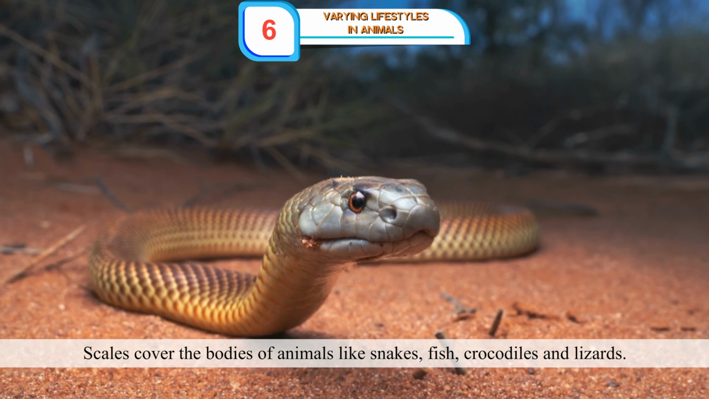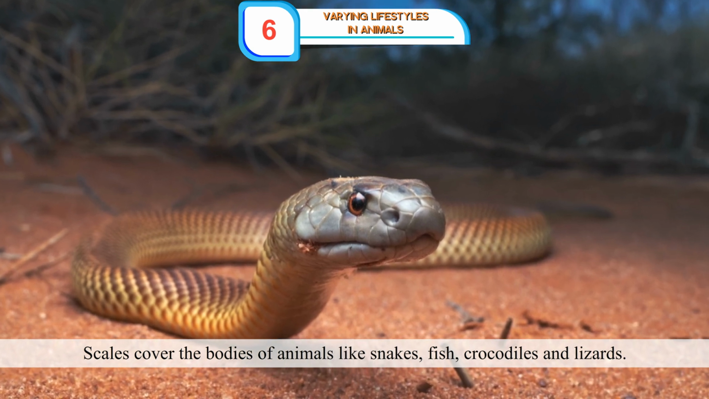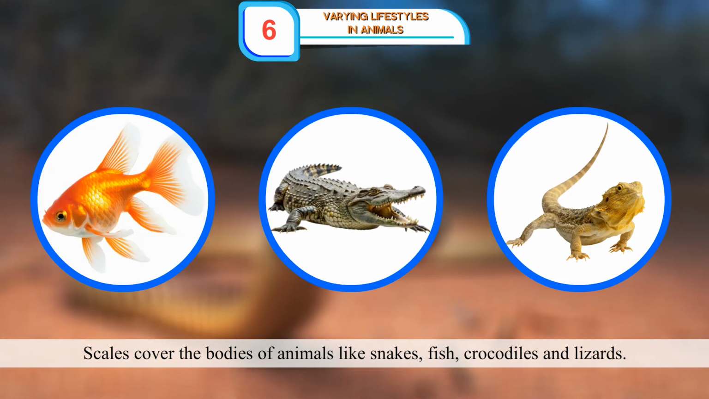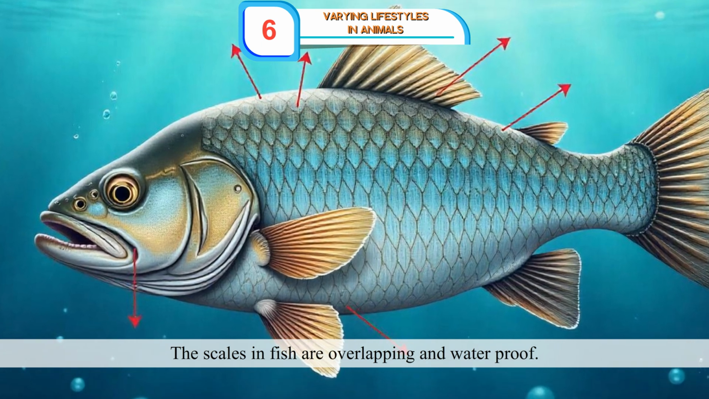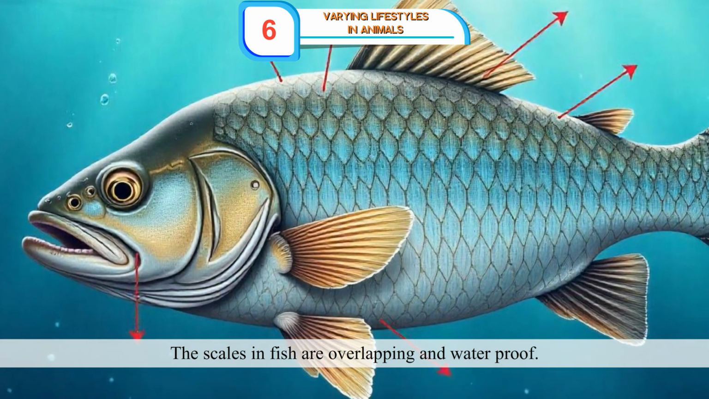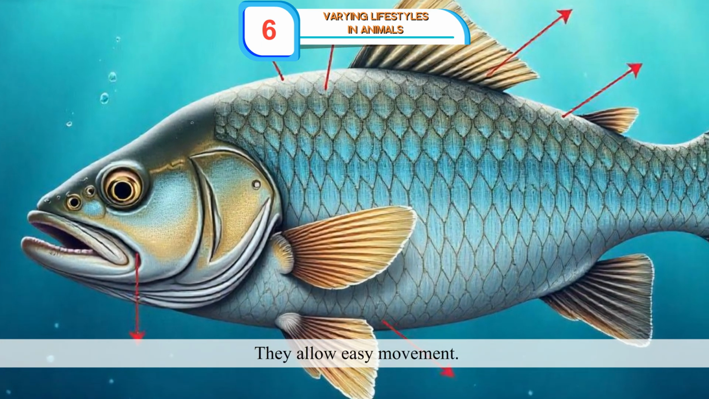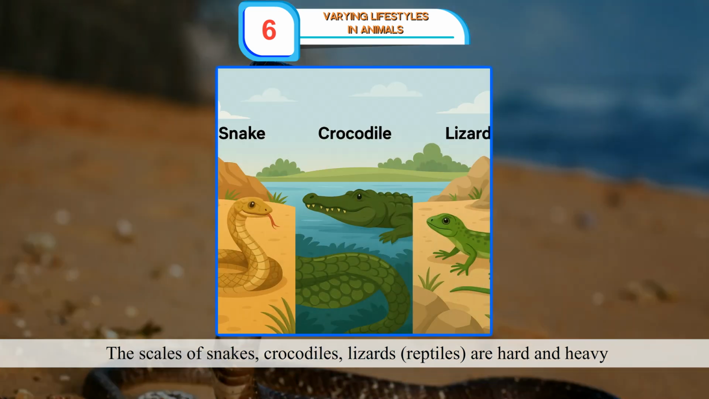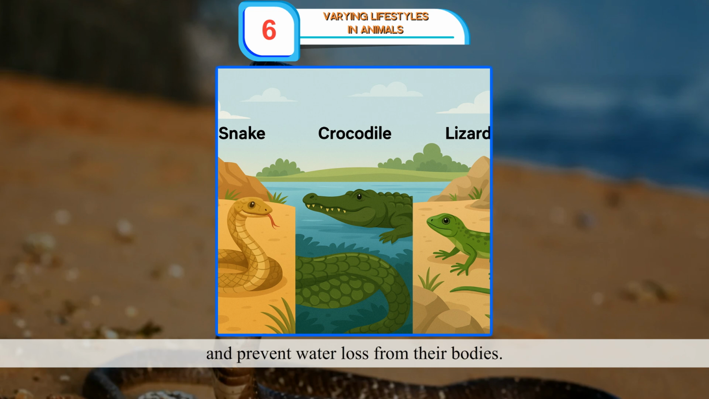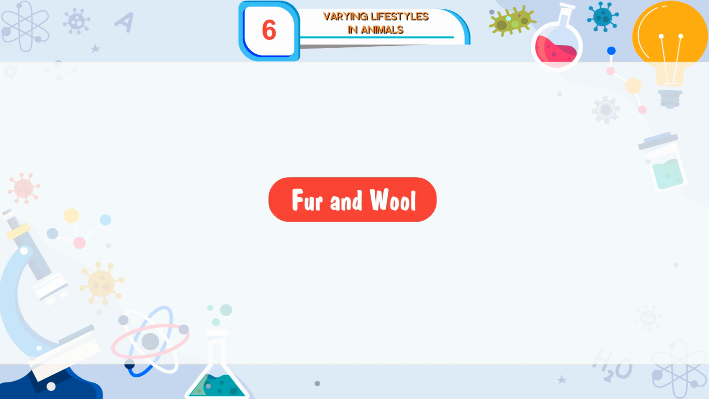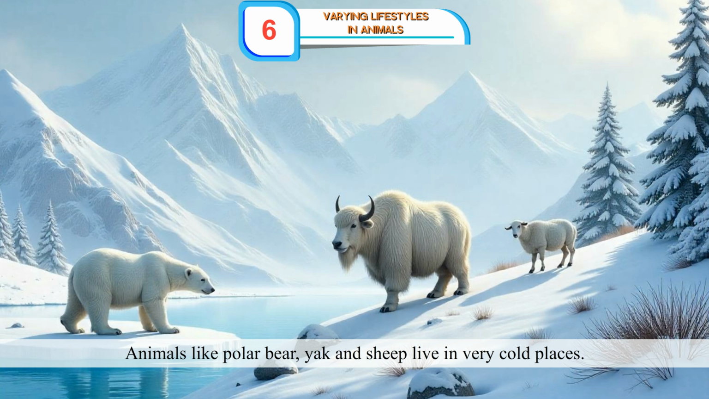Scales. Scales cover the bodies of animals like snakes, fish, crocodiles, and lizards. The scales in fish are overlapping and waterproof. They allow easy movement. The scales of snakes, crocodiles, lizards, reptiles are hard and heavy and prevent water loss from their bodies.